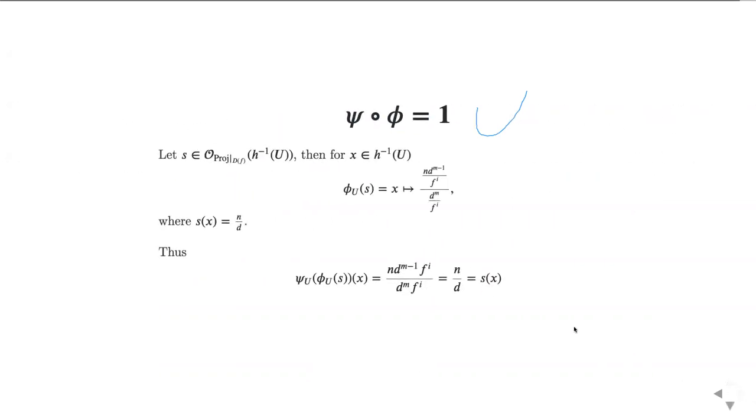Then the proof is almost over because now we just need to check that they compose to the identity, backward and forward compose to the identity. So given a section on the preimage of U, a reminder, phi_U of s sends x to this fraction where s of x equals n divided by d. Just by unfolding the definition, we can see you apply psi and apply phi, you will get n times d to the power of -1 times f to some power, divided by d times d to the power of m times f to some power, which is equal to n divided by d, which is just s of x.